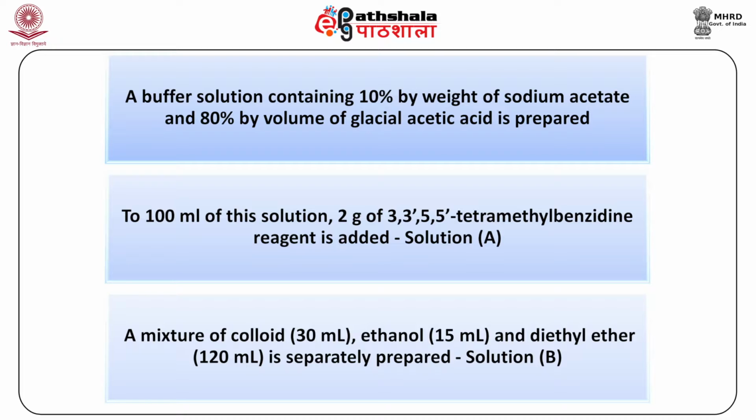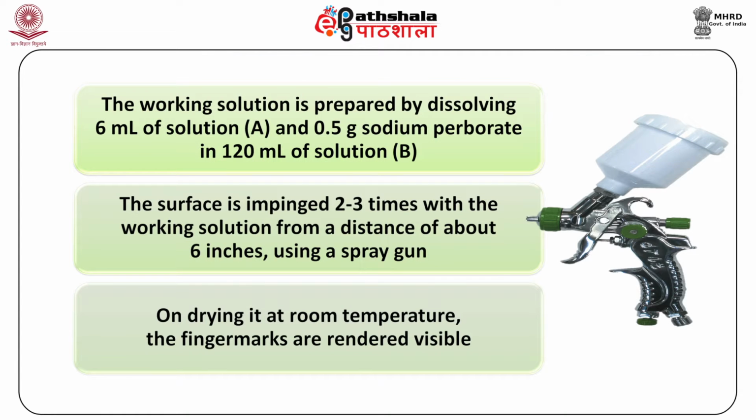A mixture of colloidal 30 ml, ethanol 15 ml, and diethyl ether 120 ml is separately prepared. This is designated as solution B. The working solution is prepared by dissolving 6 ml of solution A and 0.5 gram sodium perborate in 120 ml of solution B. The surface is impinged 2 to 3 times with the working solution from a distance of about 6 inches, using a spray gun, one variety of which is shown in the figure. On drying at room temperature, the finger marks are rendered visible.